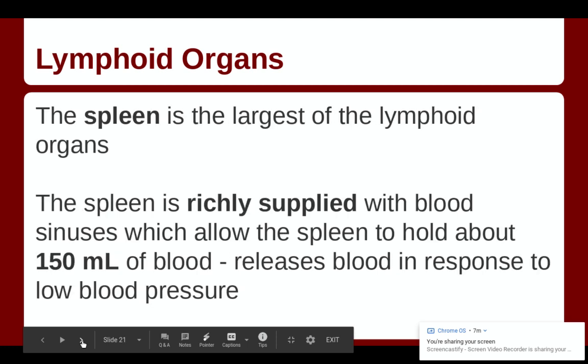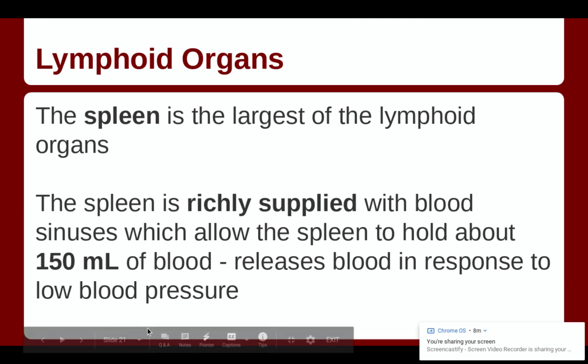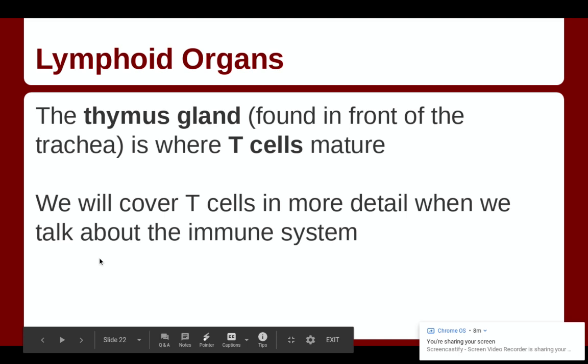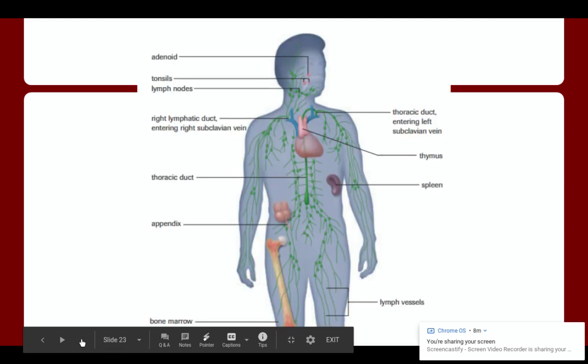The spleen is the largest of the lymphoid organs. The spleen is richly supplied with blood sinuses, which allow it to hold about 150 milliliters of blood, which it then releases in response to low blood pressure. The thymus gland, found in front of our trachea, is where the T cells mature. We'll talk more about T cells in the next unit.